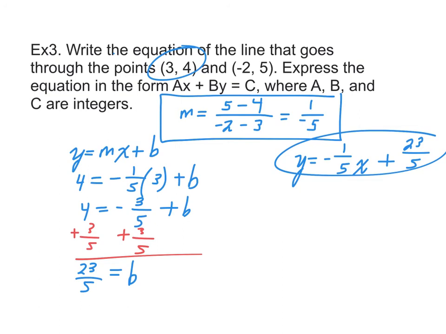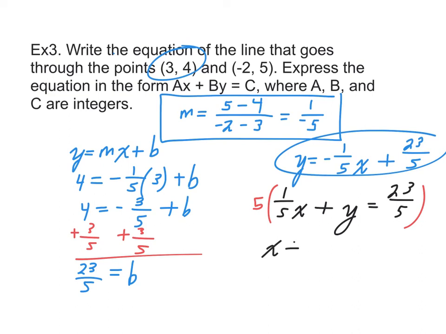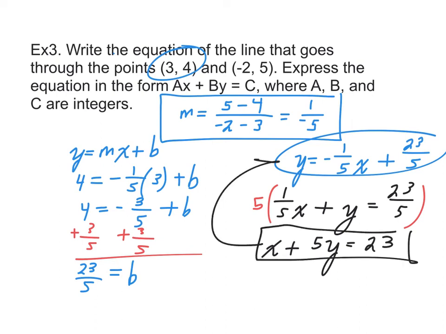We need to move the x's to the left. Here, x is negative on the right-hand side, so if I move it to the left, it's going to be positive. No need to change the sign of anything. This is great. When that x is positive, you can go ahead and multiply through by any fractions that may exist to get x plus 5y equals 23. It's the standard form of the line. And once again, these are exactly the same thing, just in different forms.